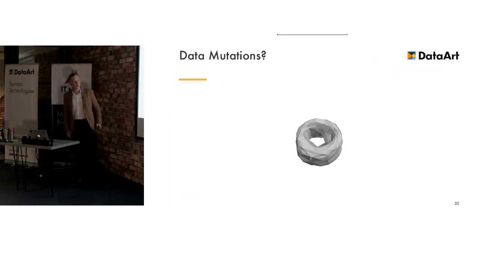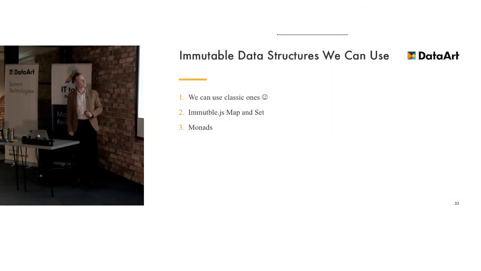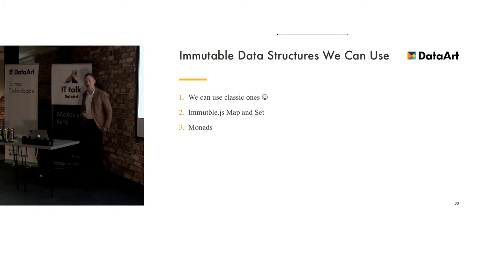So, data mutations. What are data mutations and why do we need to care about them? To prevent data mutations, to create new objects instead of old ones, we can follow different ways. The first way is pretty simple. It doesn't require any libraries. We can do it ourselves. We can use methods of arrays to create new arrays instead of modifying old ones. We can use Object.assign, or its analogs, to create new objects.